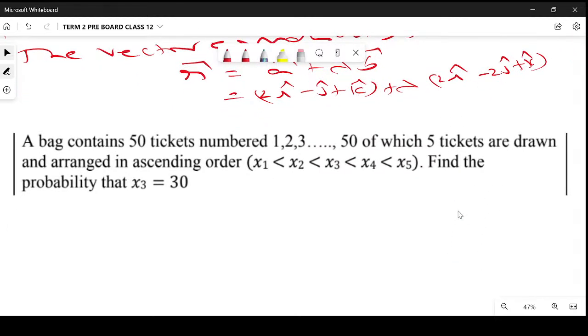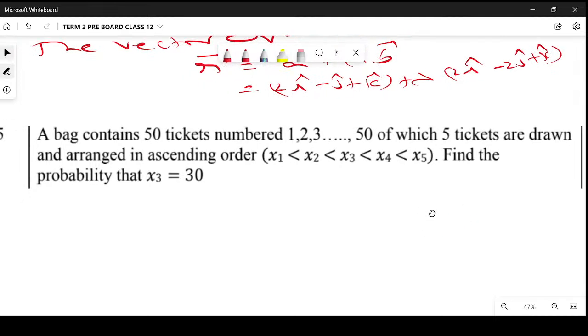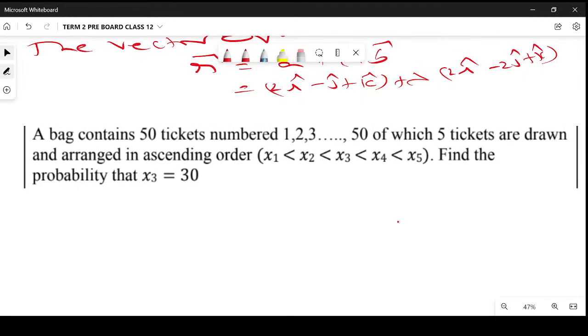Now you can see the next one, question number 5. I'm going to teach question number 5. A bag contains 50 tickets numbered 1 to 50, of which 5 tickets are drawn and arranged in ascending order, x1 < x2 < x3 < x4 < x5. Find the probability that x3 becomes 30.